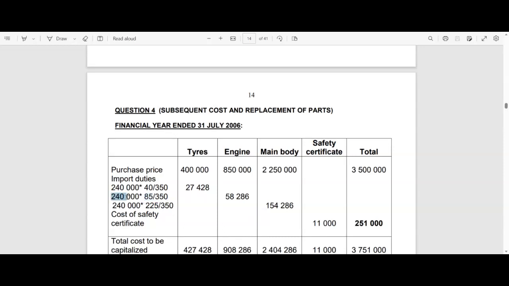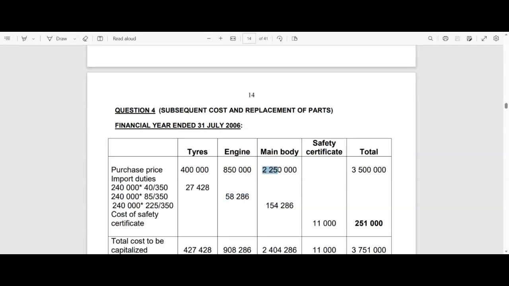And we multiply that by the cost that needs to be allocated, right? So 85 over 350 multiplied by 240,000 gives us 58,286 Rand. The same now with the main body component, ladies and gentlemen.